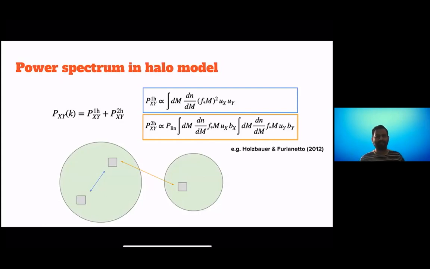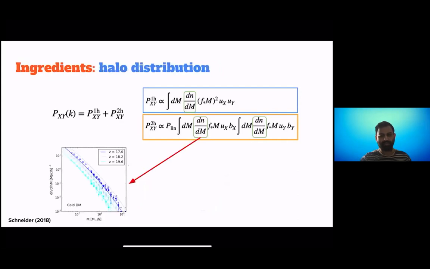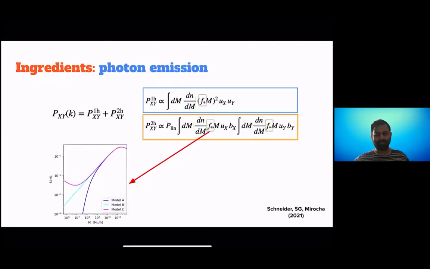Let's now look at the ingredients needed for the halo model. One of the ingredients is the halo distribution. The distribution of halos is described by the halo mass function. The next ingredient is the amount of photons emitted by the sources. Here we parameterize the amount of photons emitted by sources using a mass dependent quantity, which is this F star.